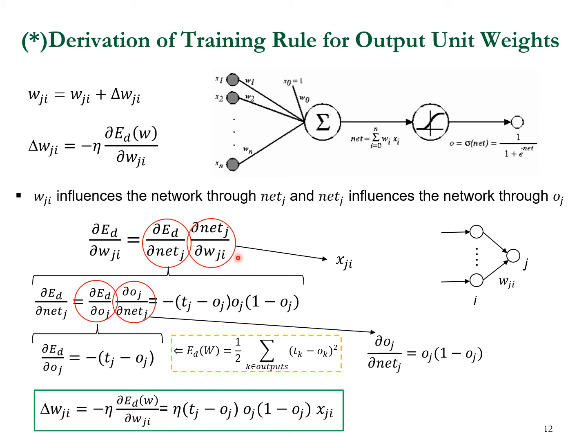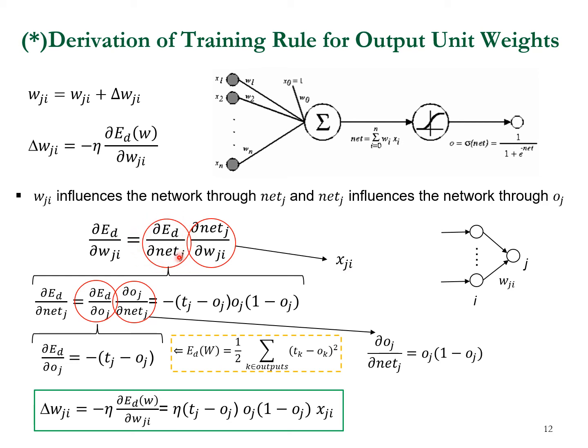Then this part is easy. If you look at the definition of net, the derivative of net with respect to W is very simple. It is xji. So this is super easy. The original derivative form is this times this, and this is now xji. Now let's compute this other part.